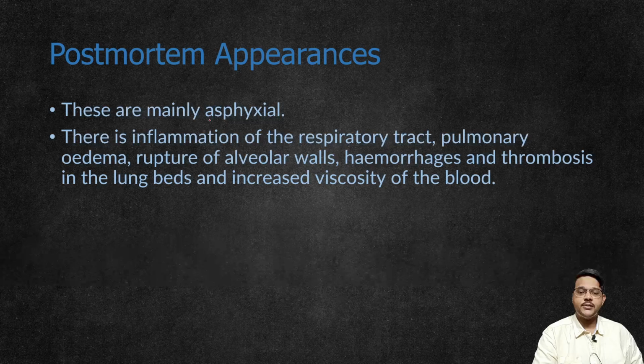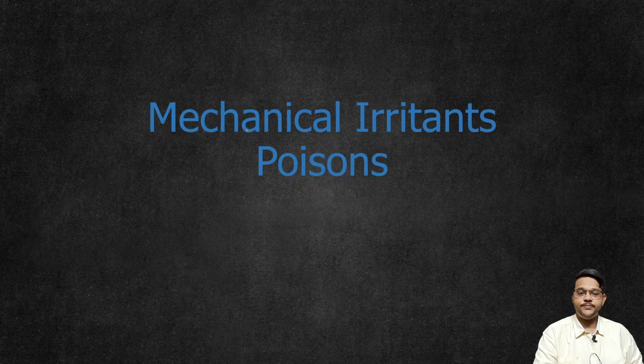Post-mortem appearance: the signs are mainly asphyxial signs like cyanosis and petechial hemorrhages. There is inflammation of the respiratory tract, pulmonary edema, rupture of alveolar walls, hemorrhages, and thrombosis of the lungs. Increased viscosity of the blood may also be seen.